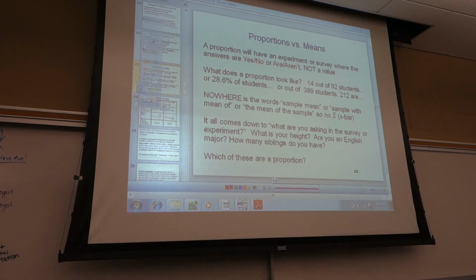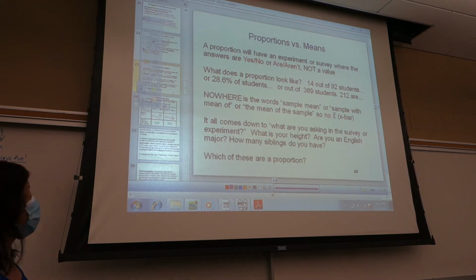So a proportion looks like this: do you have a dog? No. Do you have a dog? So those are yes no questions, right? Not what I'm asking you, but the question that the researcher asked the people originally. Those are yes no questions.